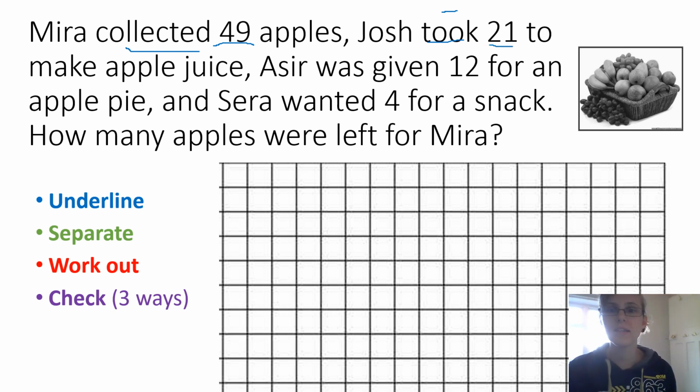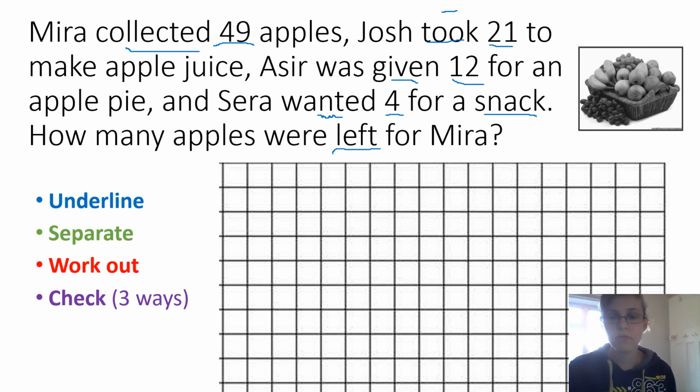Nice. Asir was given, so he's also taken them away from Mira, 12 for an apple pie. Oh, nice. And Sarah wanted 4 for a snack. Sarah's hungry. I know it says wanted here, but I'm guessing that she's taken them and eaten them. She seems a bit cheeky. How many apples were left for Mira?